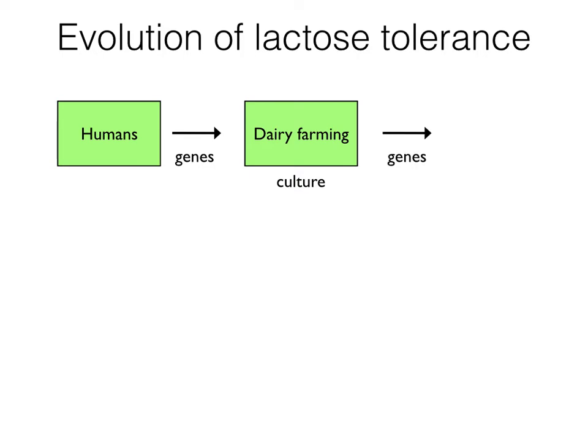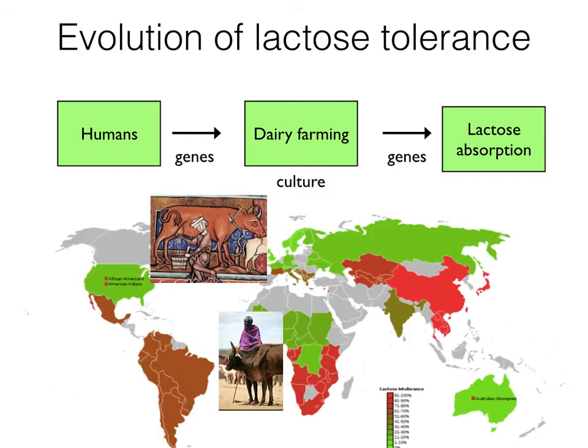So perhaps because dairy farming is a very stable livelihood for a lot of people, if there is a genetic change that allows some adults in these populations to digest milk sugars as an adult, we might see a selective pressure on genes to allow the absorption of lactose. And this is exactly what we see around the world.